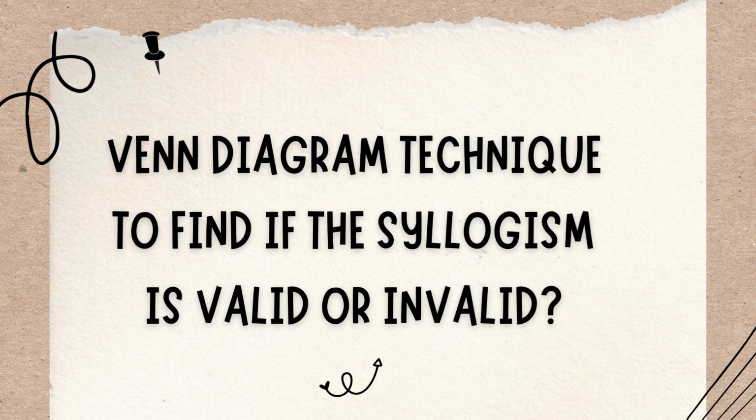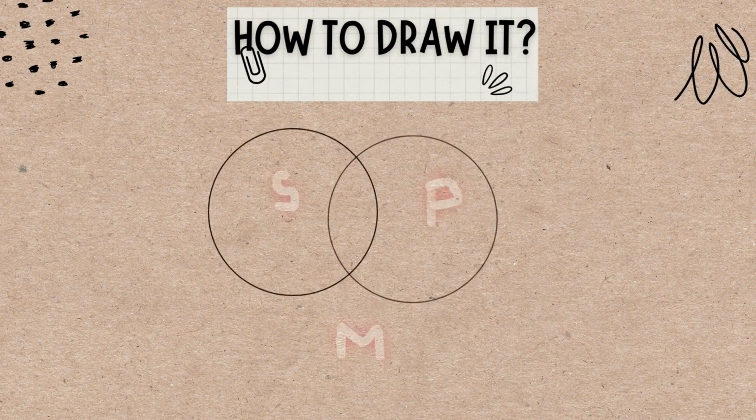When it comes to valid or invalid, we have two possibilities. Is the data given in the conclusion already depicted in the finally achieved Venn diagram? If yes, then the argument is valid. If no, then the argument is invalid. We will have a deep understanding of it when we solve the examples. So, now let's see how to draw the Venn diagram.